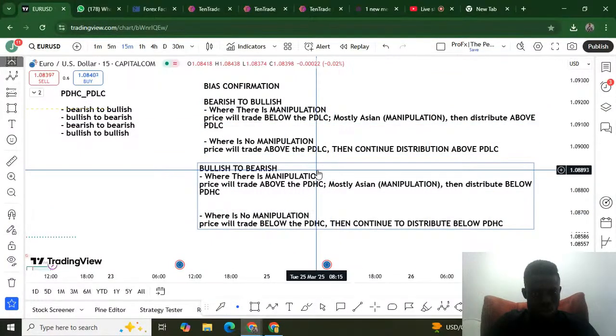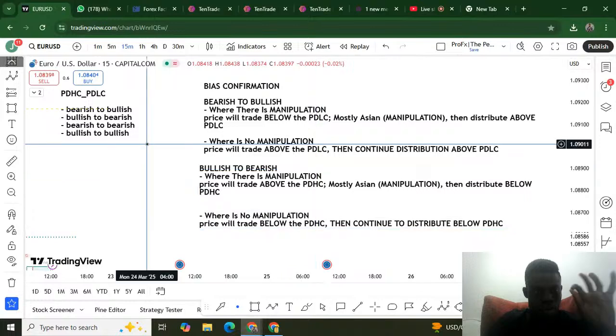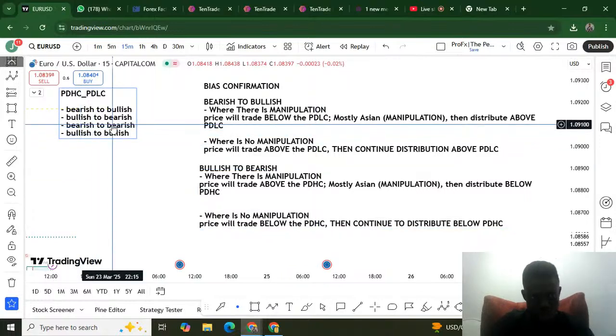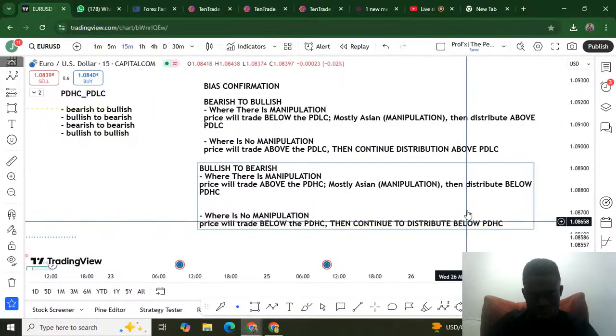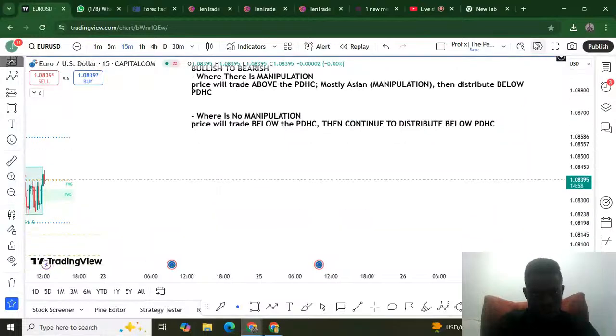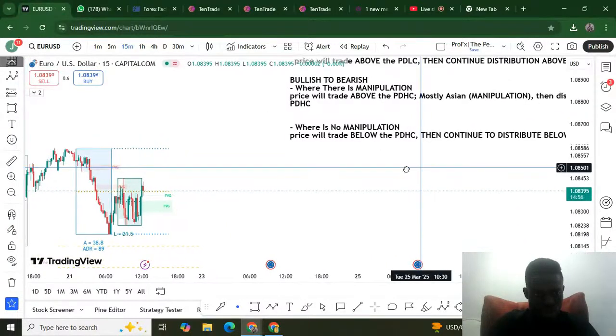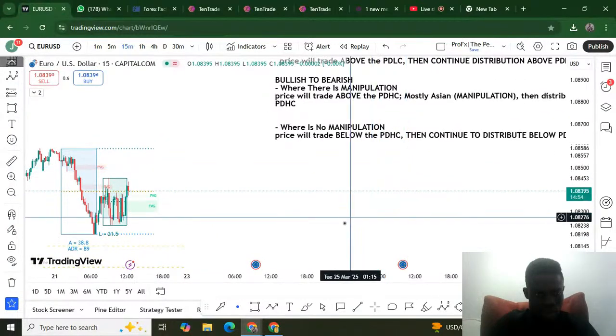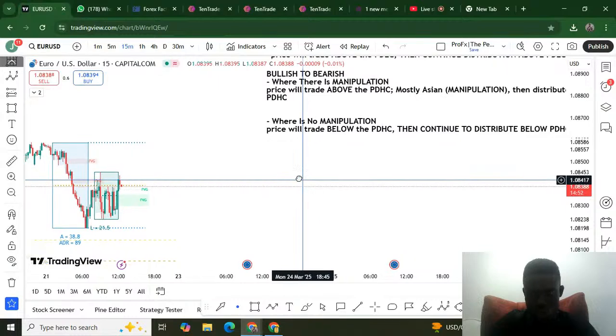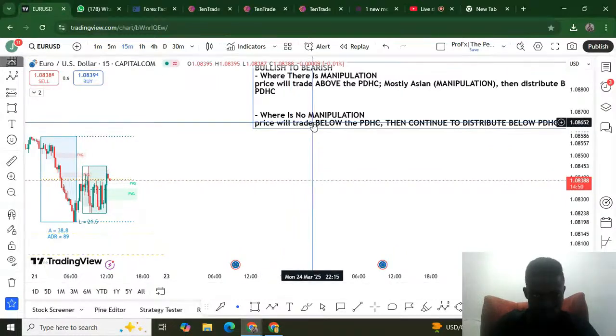So I move on to the next. The next variant is what? Bearish to bearish. Let me take this up: bearish to bearish.